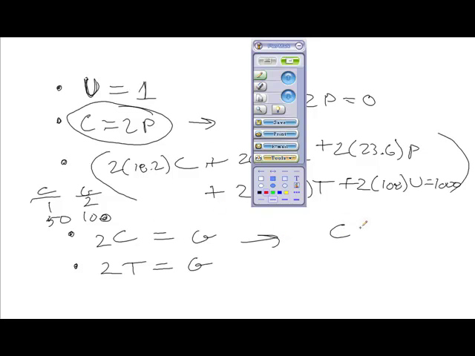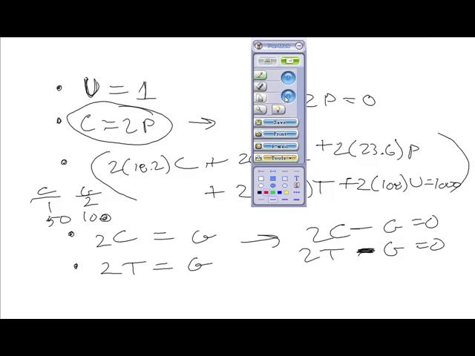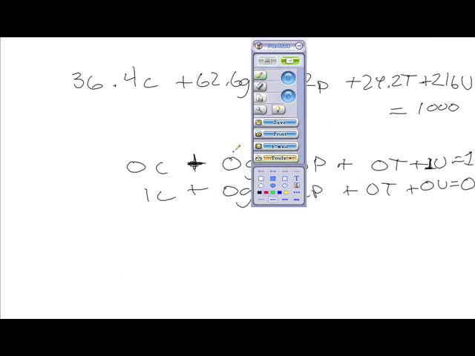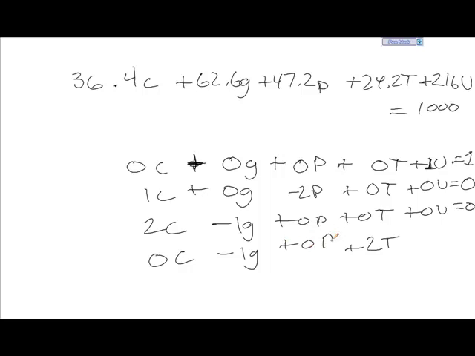I'll do the same thing now for 2C equals G, so that means that 2C minus G equals 0, and 2T minus G equals 0. So I'm going to do 2C minus 1G plus 0P plus 0T plus 0U equals 0, and I'm going to do 2T, which is here, that's positive, minus 1G, 0C plus 0P plus 2T plus 0U equals 0.